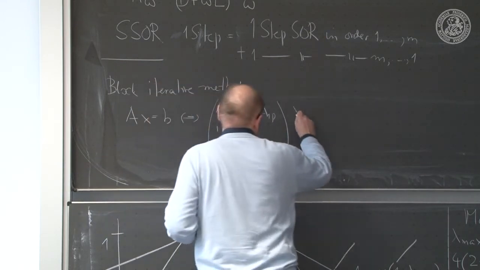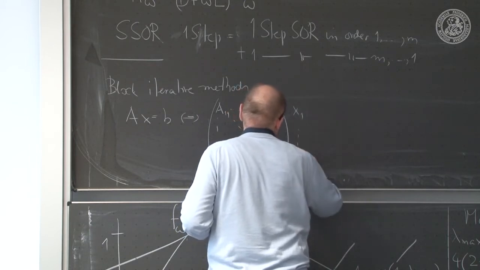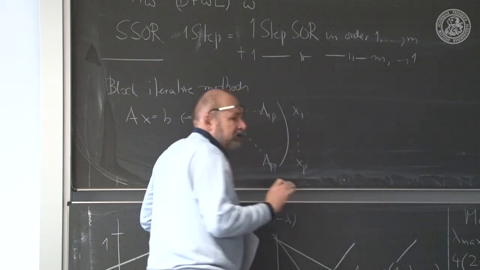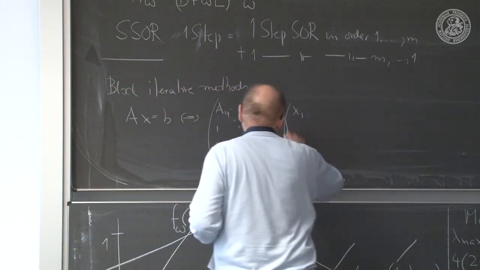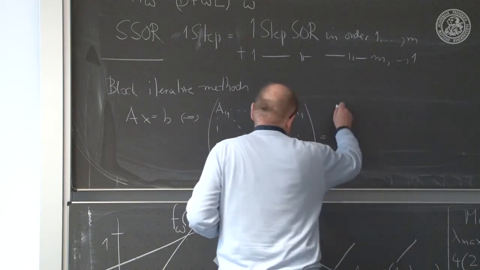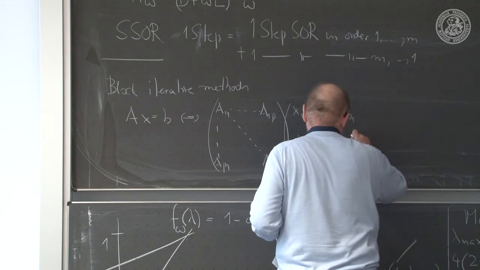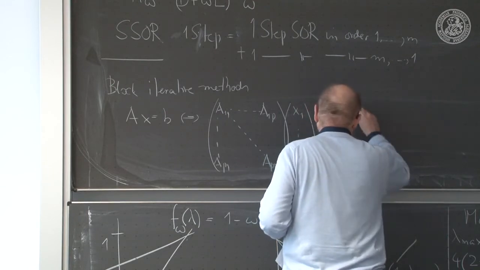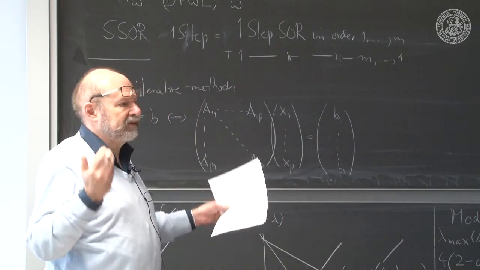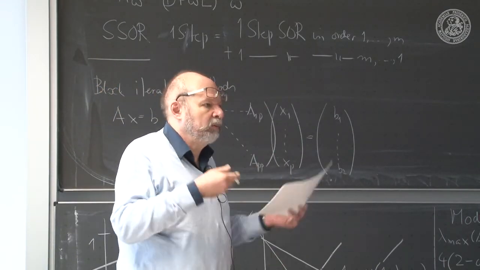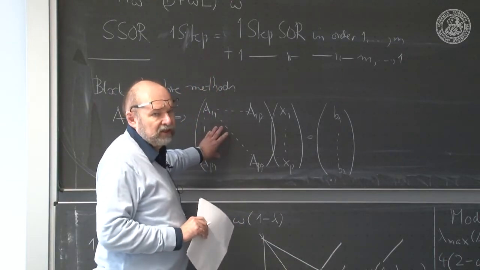And then we partition, of course, our x into x1 to xP. So these are now not components, these are vectors, smaller vectors. And correspondingly here the right-hand side. And now we apply any method we would like to do. We could start with Jacobi, that would then be a block Jacobi, or a block Gauss-Seidel or block SOR, and apply it in this block structure.